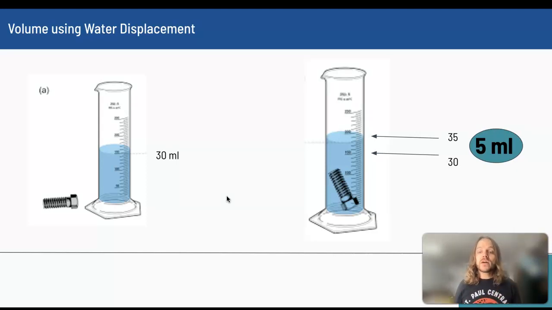So however much the water moves up, that is the volume of the object. And this could work for tiny rocks. This could work for maybe an eraser. This could work for any type of object that you can fit into a graduated cylinder. Or if you had a different measuring glass device, you could watch the water rise up as you put objects into the water. That is called the water displacement method, and it's great for measuring objects that are weirdly shaped, or you could say irregularly shaped.